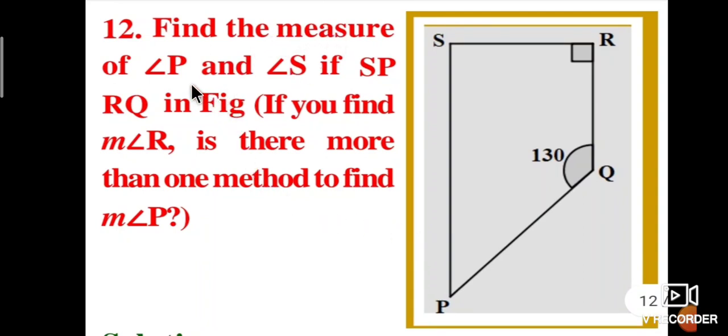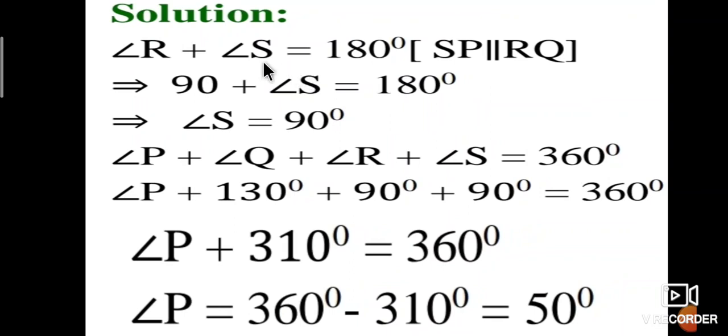Next, question number 12. Find the measure of angle P and angle S if SP is parallel to RQ in the figure. If you find angle R, is there more than one method to find angle P? Observe this figure P, Q, R, S. Angle Q is equal to 130 degrees and angle R is equal to 90 degrees. Now we have to find angle P and angle S.